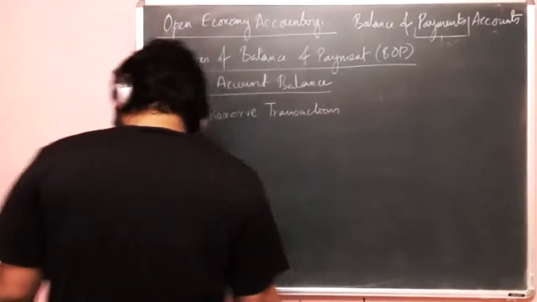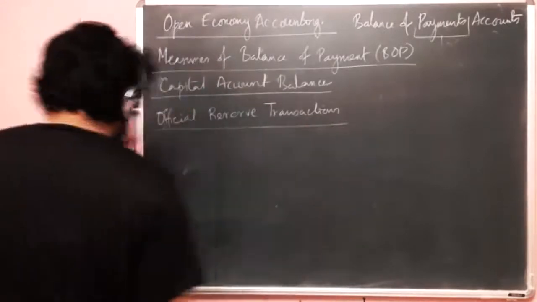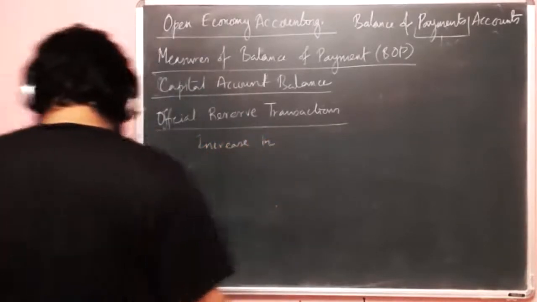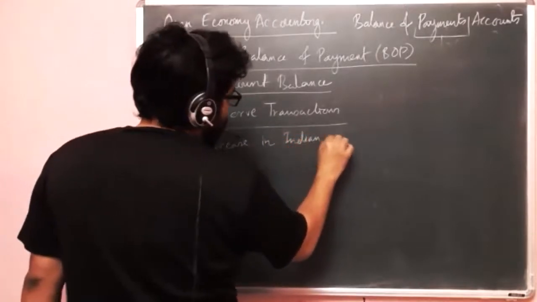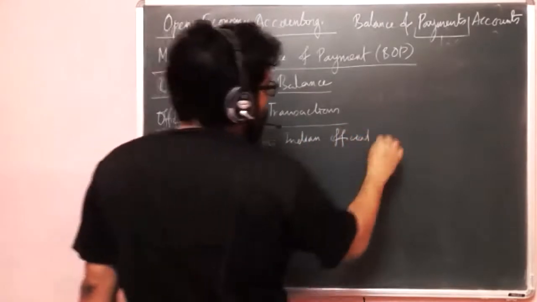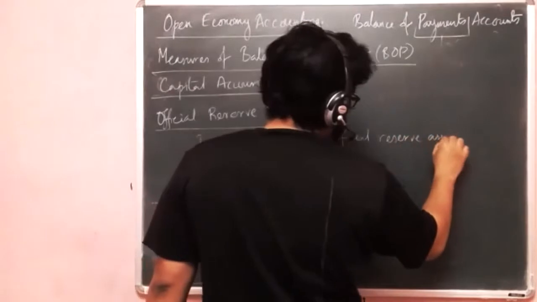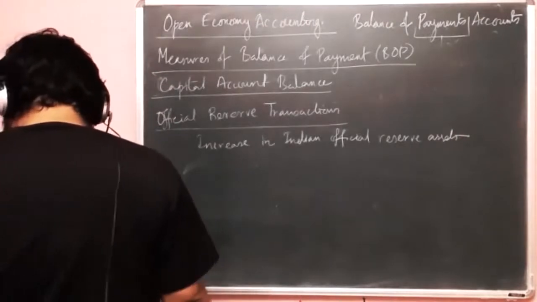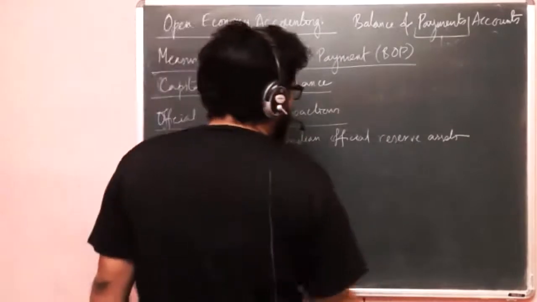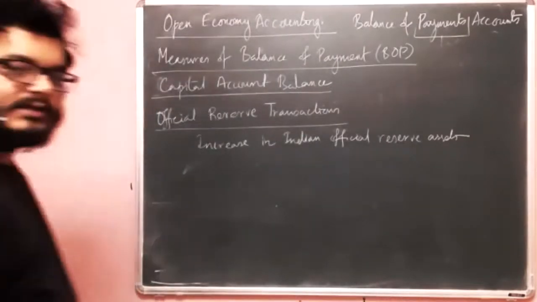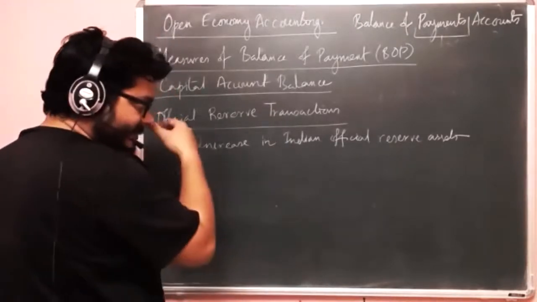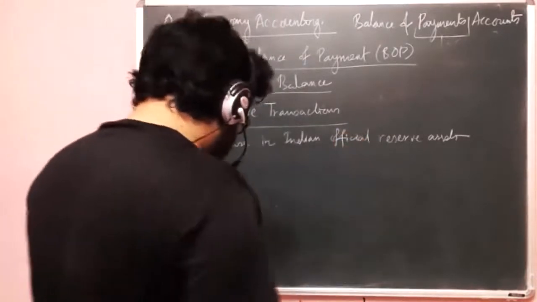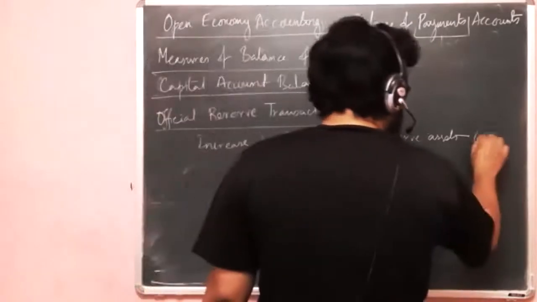So two simple components are there. First is increase in Indian official reserve assets. In terms of international economy, we must understand this: an increase in Indian official reserve assets means the asset is becoming India's, but the money is going to somebody else. So this comes with a minus.